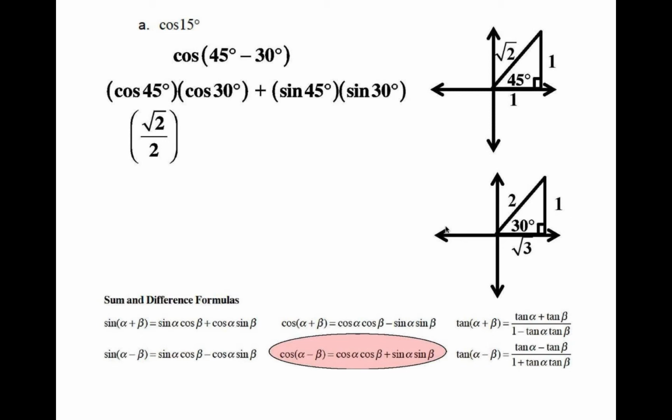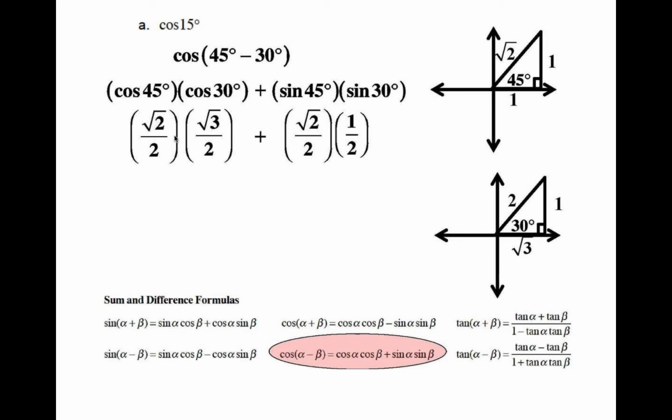For cosine of 30, cosine again is CAH. I'm down here at 30 degrees. It's adjacent over hypotenuse, so that's root 3 over 2. Drop the plus sign. Now I'm doing the sine ratio of 45 degrees, so I'm back up here. Sine is SOH, O over H, so it's 1 over root 2, which rationalizes to root 2 over 2. And then your sine of 30, back to 30, sine is SOH, O over H, so it's 1 over 2.